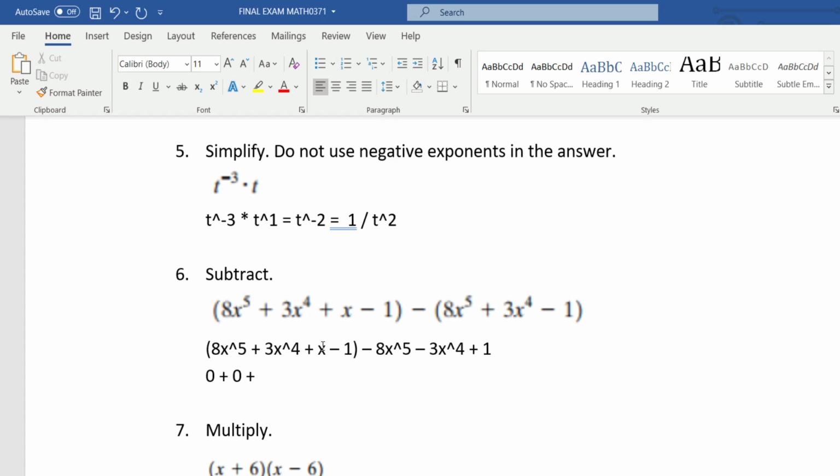Here we have x. Is there another x? Nope. So we have x. And then we have a minus 1. So minus 1 plus 1, that's also 0, right? So our final answer is actually just x from this whole problem. Okay?